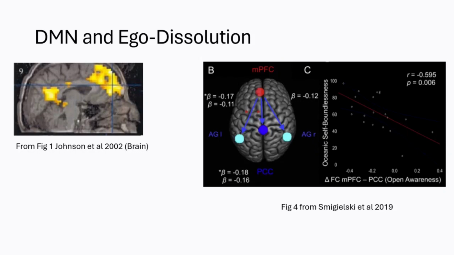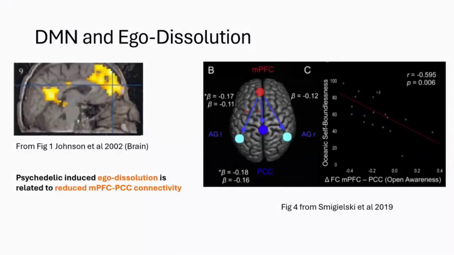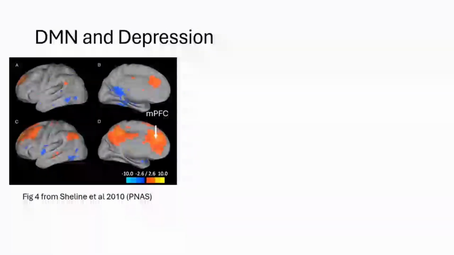And what's really cool is that there's a study over here, this is people taking psilocybin, and the bigger the decrease in the connectivity between these areas, the more dissolution you get, or ego dissolution. For reference, if someone is not familiar with ego dissolution, this is the loss of sense of self. And it seems to be that when these two regions stop communicating, that's when you get this ego dissolution. So here's a nice little mechanism for how that could possibly be working. And yeah, psychedelic-induced ego dissolution is related to this reduced MPFC-PCC connectivity.